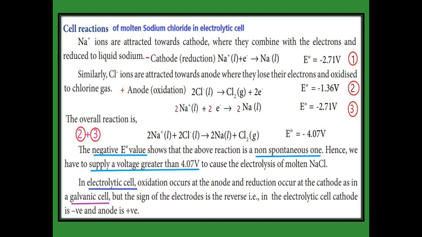Negative value shows that it is a non-spontaneous one. Then we get the electrolysis of molten sodium chloride only when the voltage is greater than 4.07 volt.